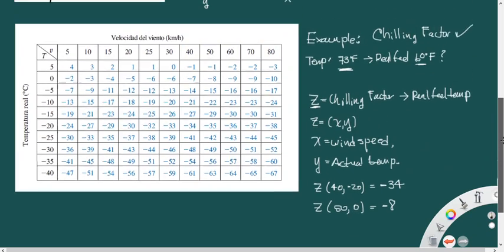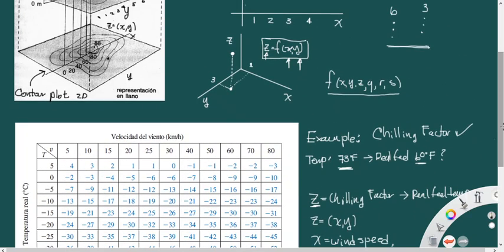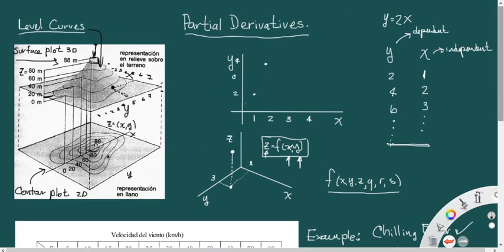Well, this is a brief introduction to partial derivatives in multivariable calculus. Let's move on to our next topic, which is some examples of 3D graphing.